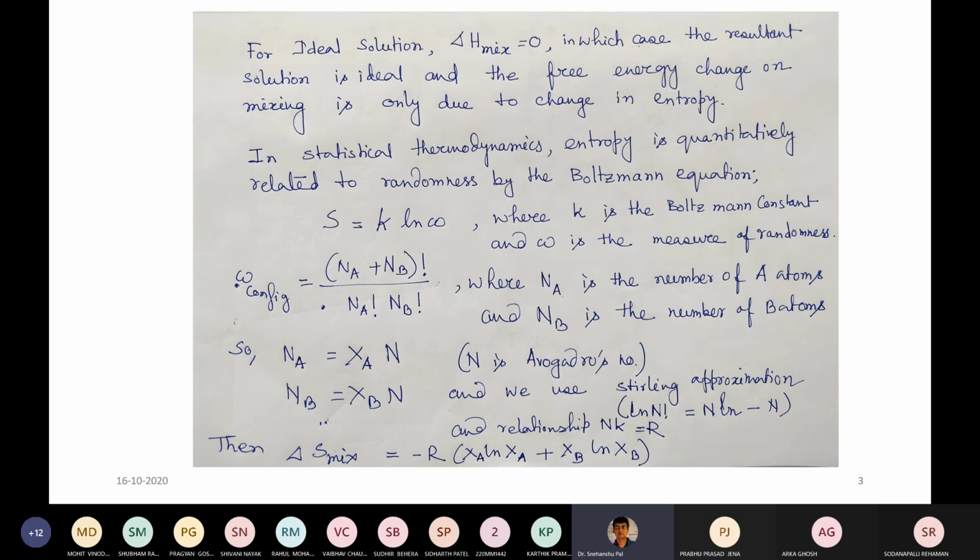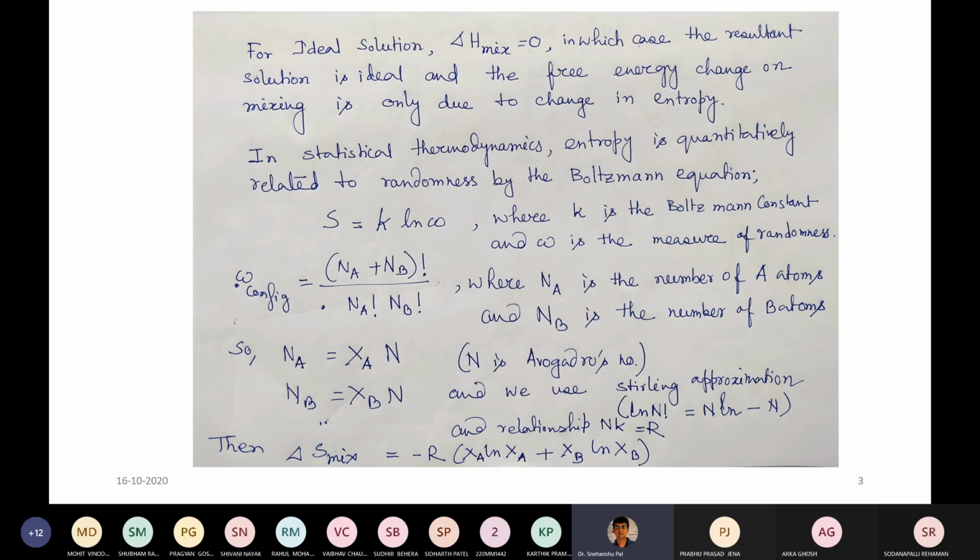So in this scenario, we can say the solution is an ideal solution, and for that solution del H mix is 0. In which case the resultant solution is ideal, and the free energy change on mixing is only due to the change in entropy.